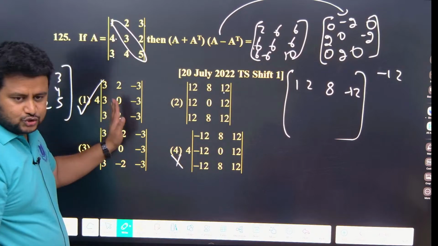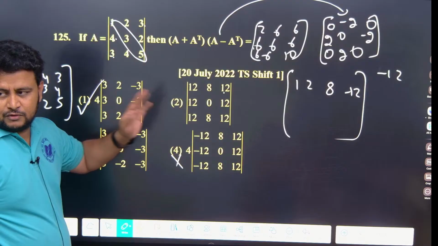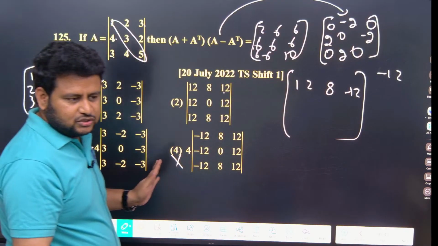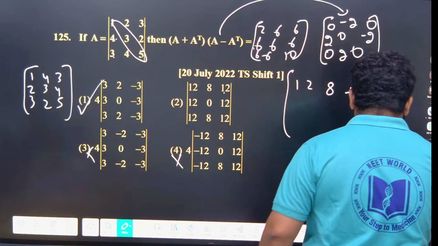That's all. Clear? Understood? So directly you can eliminate this one and this one. Just look at the first row, what you are getting, and then you can answer. No need to multiply everything and wait. Understood this one? Clear? Understood by everyone? Okay. Now let us go to some more concepts in matrices.